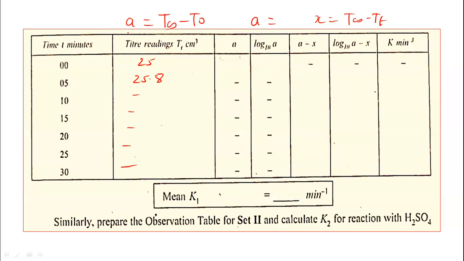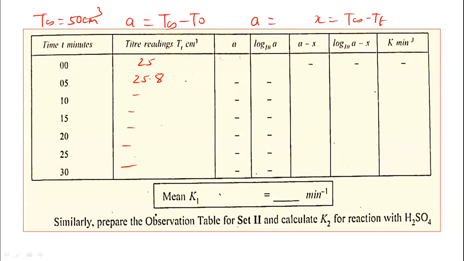Now, the T infinity reading means when the reaction is completed. Actually we have to keep that reaction mixture for 48 hours, and after 48 hours we take the T infinity reading. Suppose that T infinity reading is 50 cm cube. So in this case, 50 minus 25 is the initial concentration A, and X is the amount of the reactant reacted, T infinity minus Tt. So we have to perform this in this way.